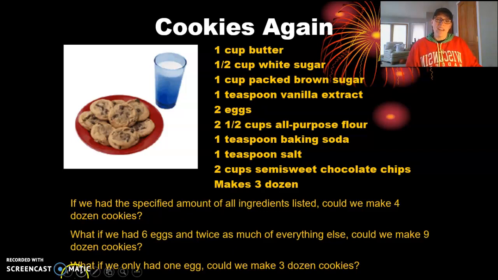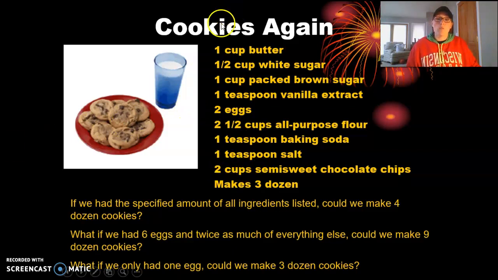What if we only had 1 egg? So this time it's eggs that we're short on. We only have 1 egg. How much of this recipe can we make? Well, it doesn't matter what we have for other things. If we run out of eggs, then we can't keep making cookies. And so that means we could only make 1/2 a recipe, which would be 1.5 dozen.